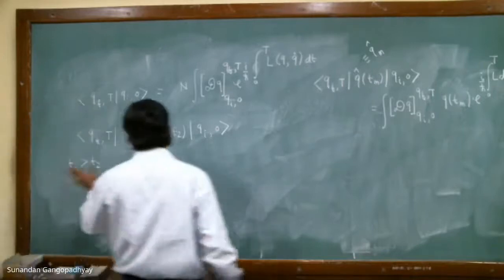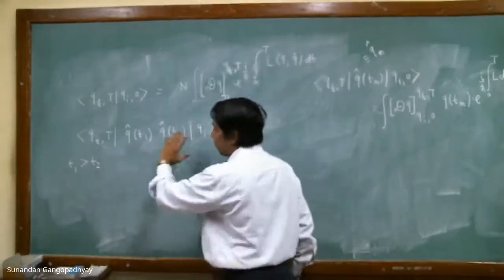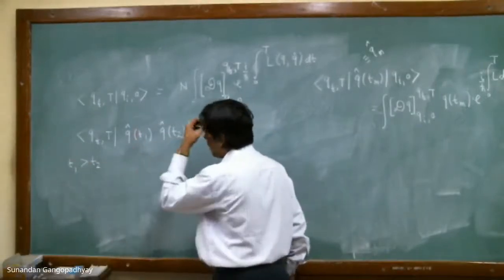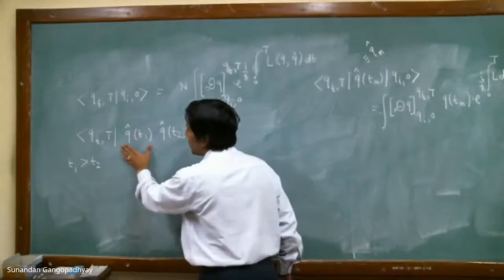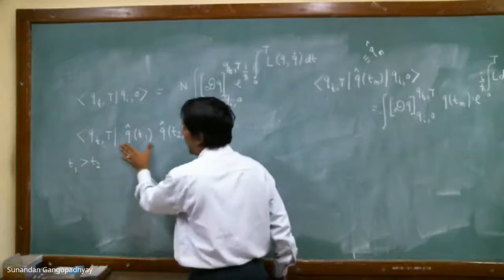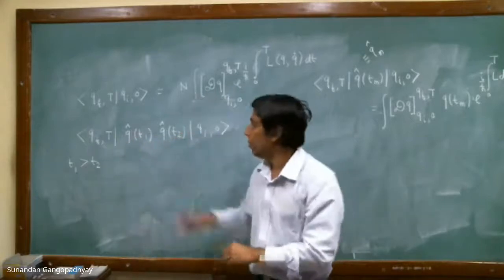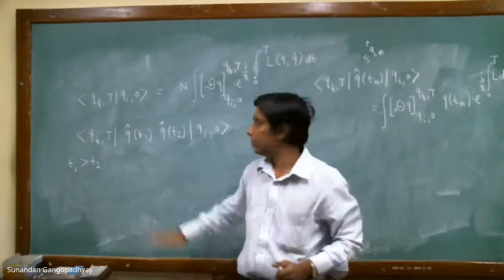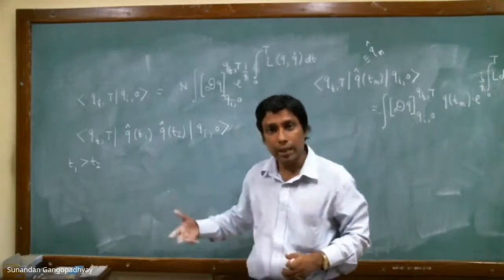So if t1 is greater than t2, then you have to keep time ordering in your mind. It basically tells you that the operator which is defined at the later time, since t1 is greater than t2, will be placed to the left of the operator which is defined at the earlier time.